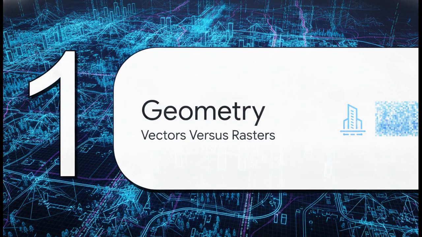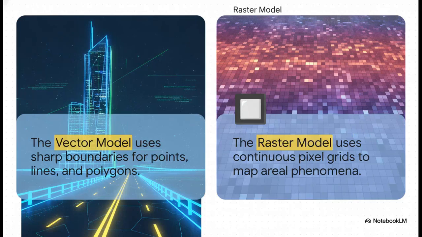Section 1. Geometry. Vectors versus rasters. Before we can track traffic or map out a forest, we've got to establish our foundational spatial architecture. And it essentially comes down to a grand debate: the vector model versus the field-based raster model. If you're trying to represent a sharp object, like, say, the exact outline of a building or the crisp center line of a highway, you definitely want the vector model. It relies on precise points, lines, and polygons.